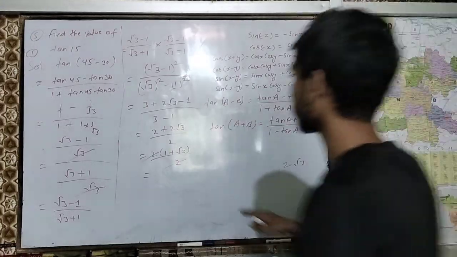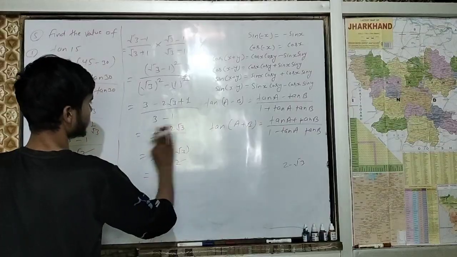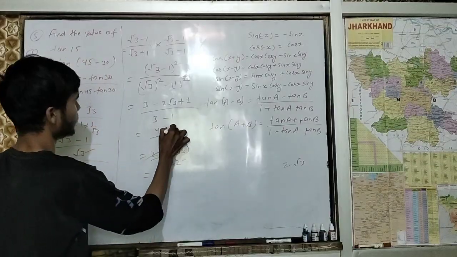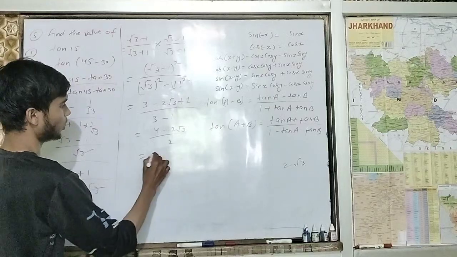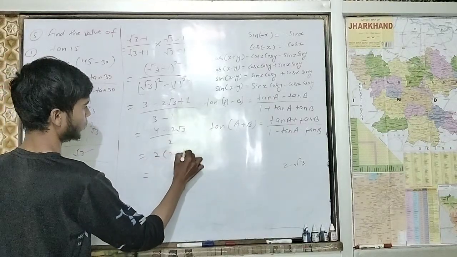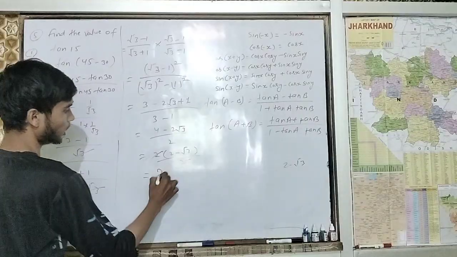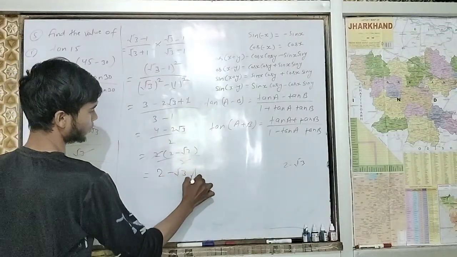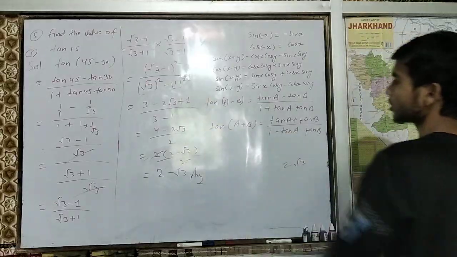Missing part is over here. This minus this is positive. In this case, 4 minus 2 root 3. And here 2 is common, 2 minus root 3 upon 2. 2 will cut each other. At the end we got this much. Missing part was in this.